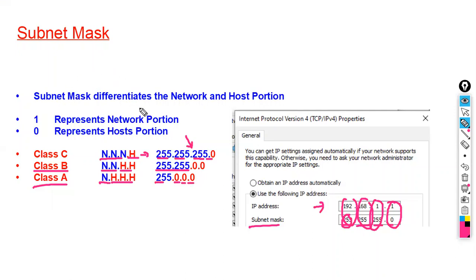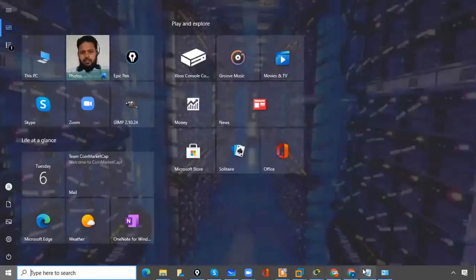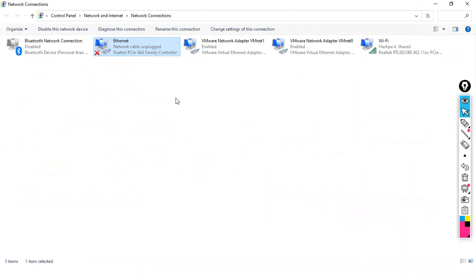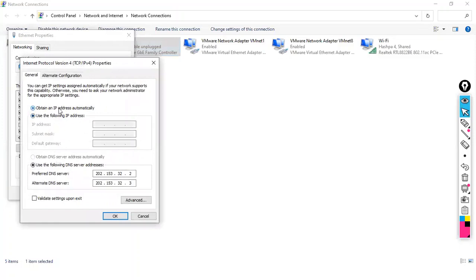So what is the use of subnet mask? Subnet mask differentiates the network and host portion. 255 represents the network portion, and 0 represents the host portion. If you try to configure an IP address from class C, let me configure 192.168.1.1, and if I press the tab button, it will take the default subnet mask automatically.